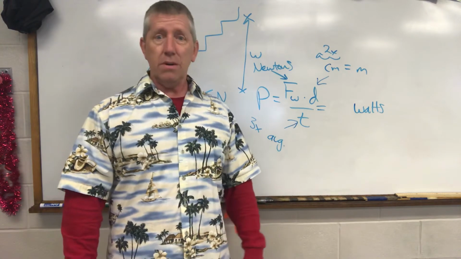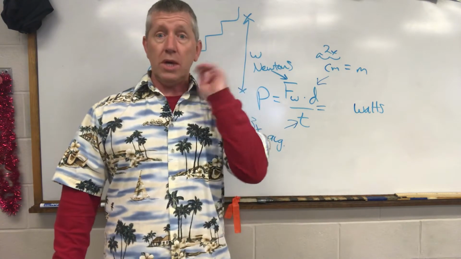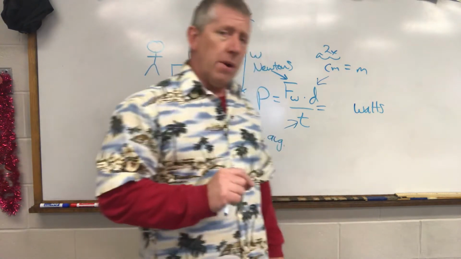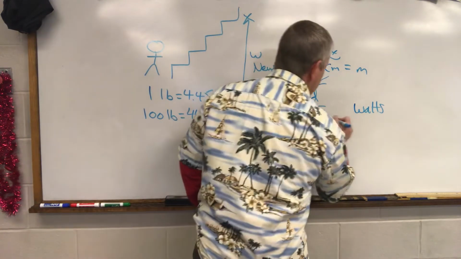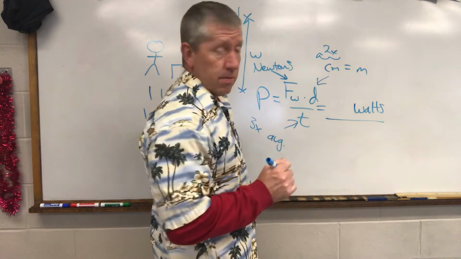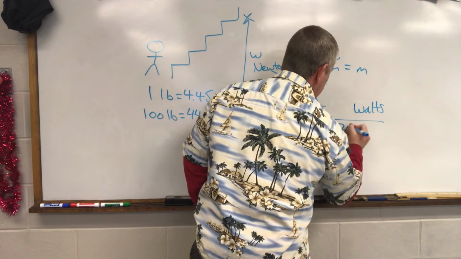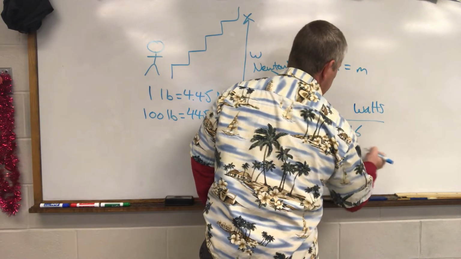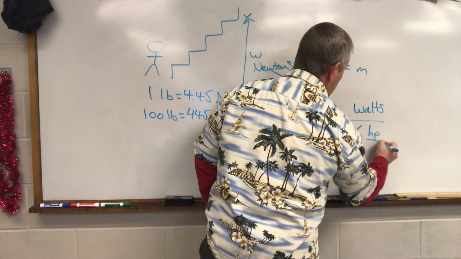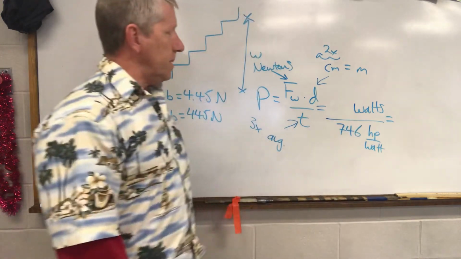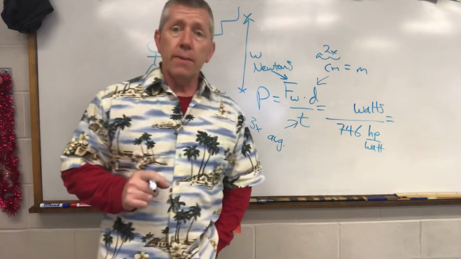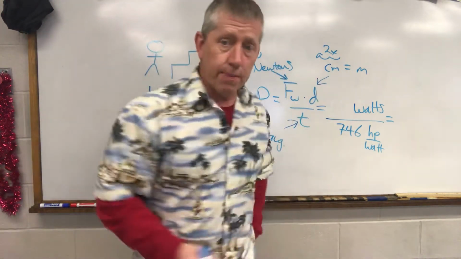All right, 300 horsepower. That's what I'm talking about. Those are some sweet cars. Now, how much horsepower can you generate? So what we do to get horsepower is we take the watts and we divide by 746, because there are 746 watts per horsepower. So divide by 746, that'll give you how many horsepower you can generate as you're bursting up those steps.